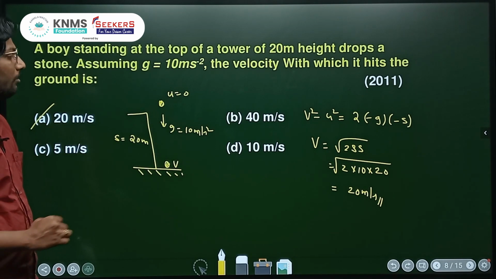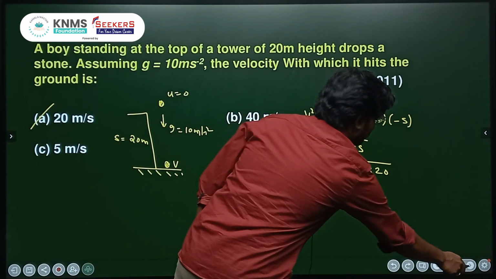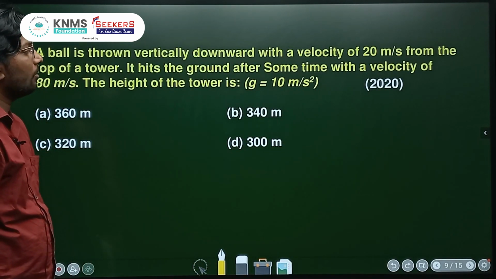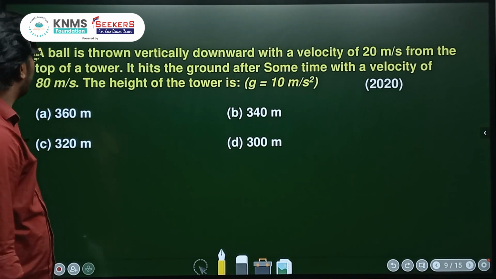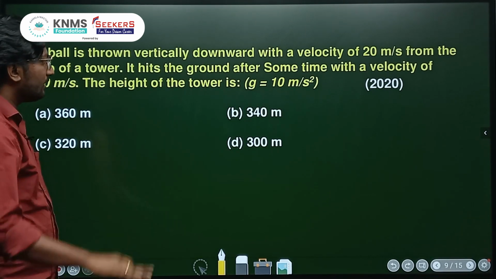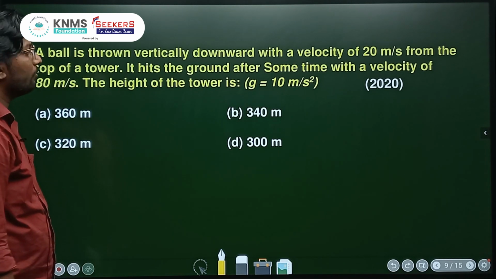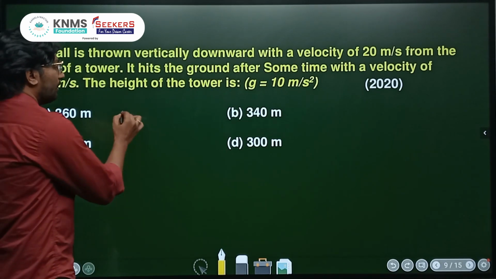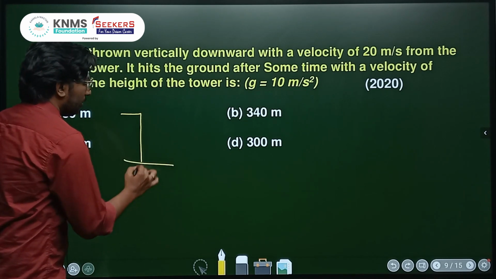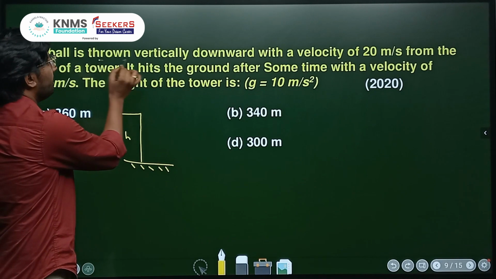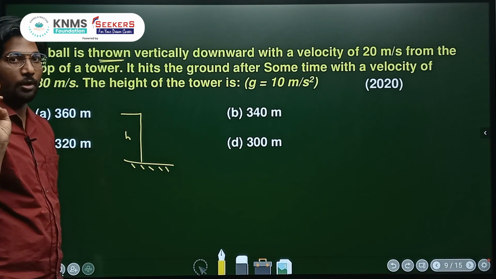Okay, we'll go for the next question. A ball is thrown vertically downwards with a velocity 20 meter per second from the top of the tower. It hits the ground after some time with a velocity 80 meter per second. The height of the tower is. Again, a tower based question. So from the tower, the height which we don't know, it is now thrown. You can see here, it is not released, it is not dropped, it is thrown.